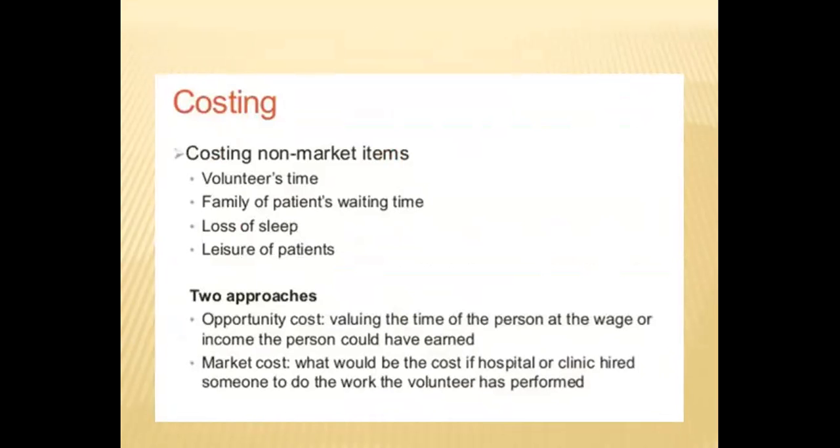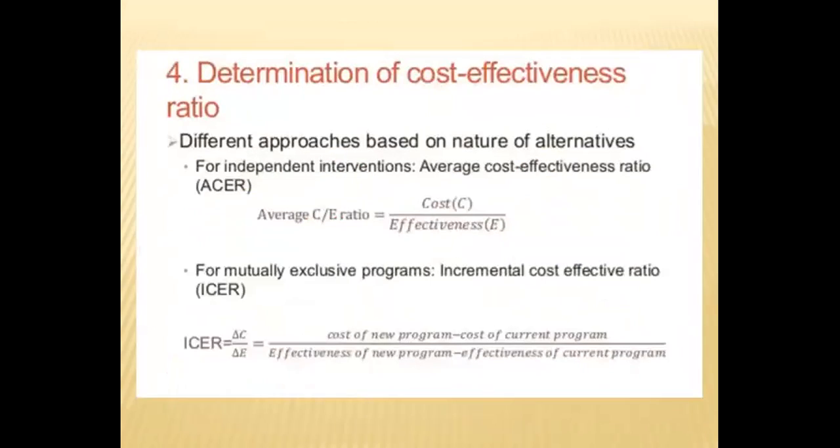Then costing non-market items, for example, volunteer time and family of patient waiting time. There may be two approaches: opportunity cost, which is valuing the time of a person at the wage or income the person would have earned, or market cost. What would be the cost if the hospital or clinic hired someone to do the work the volunteer has performed? Then we determine the cost effectiveness ratio.